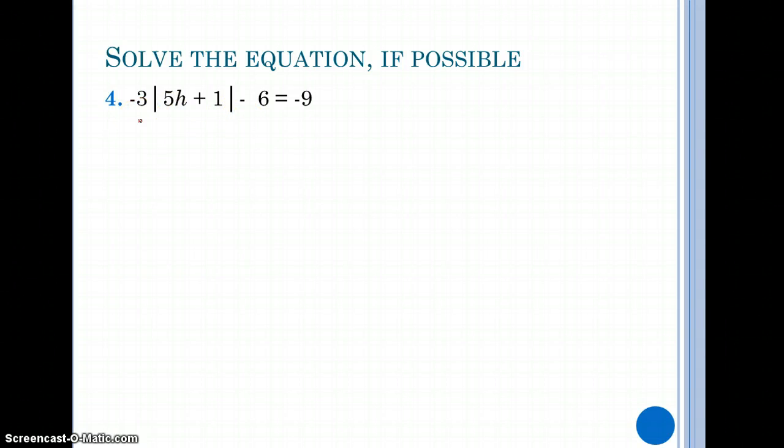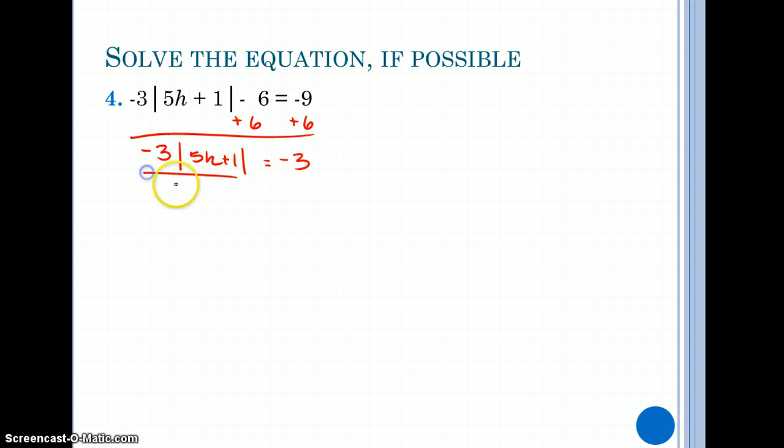And so if this was an x, just an x right here and nothing else, think back to what you would do first. In order to get this by itself, wouldn't multiply or divide. I want to get rid of this subtraction. So I'm going to add 6 and add 6. I have -3 times the absolute value of 5h plus 1 is equal to -3. I'm still okay because the absolute value symbol is not by itself, so I'm not quite bothered by that negative sign. I'm going to divide by -3, divide by -3.